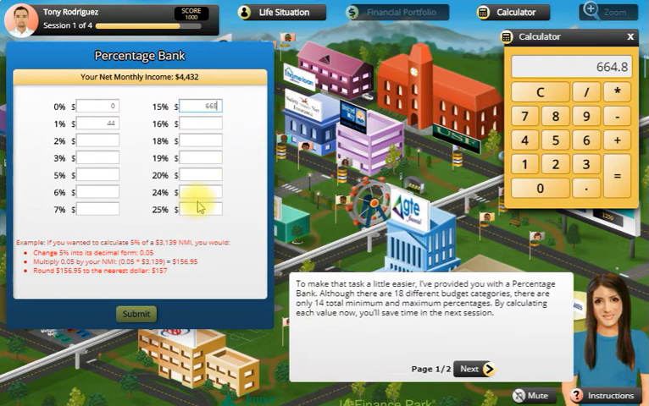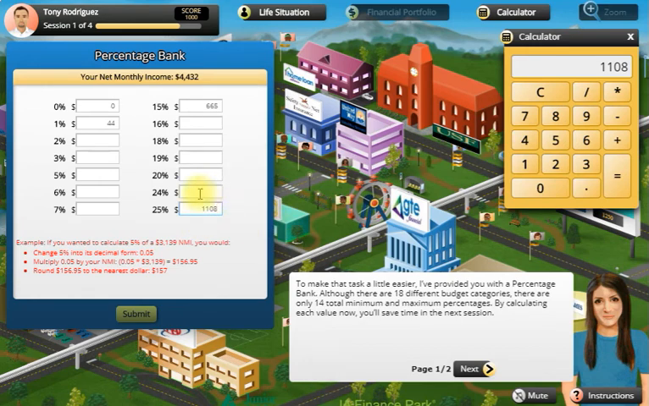665. There it is. I'll do one more with you. 25%. Lose the percentage. Decimal's on the right. Move it over to the left 2 spots. Bang, bang, 0.25. Multiply it by your net monthly income, 4432, it equals 1108. Type it in.